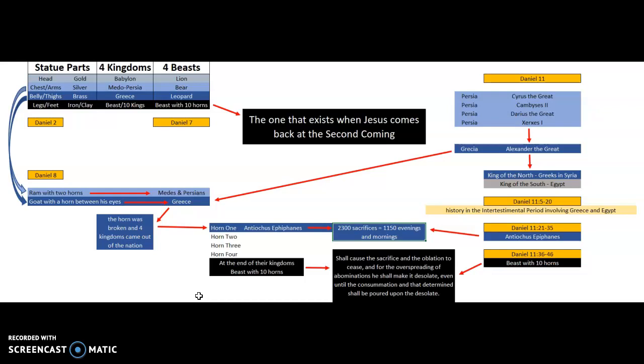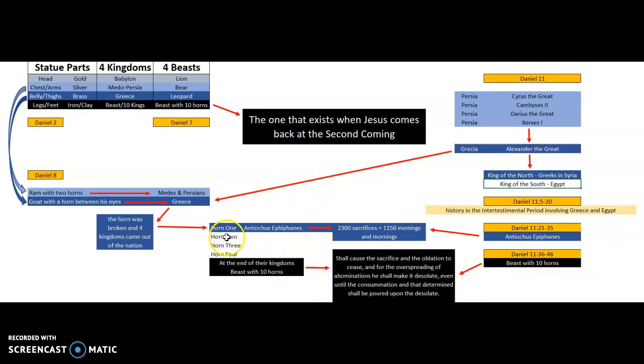These are color-coded so you know which is related. Actually, I will change the color on that because that is not related to anything. So this gray is color-coded to Babylon. This light blue is color-coded to Medes and Persians. The dark blue is color-coded to Greece. And the black is color-coded to the 70th week beast kingdom, beast and 10 kings, 10 horns.